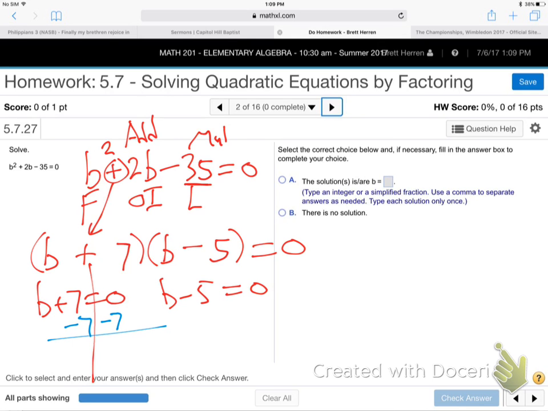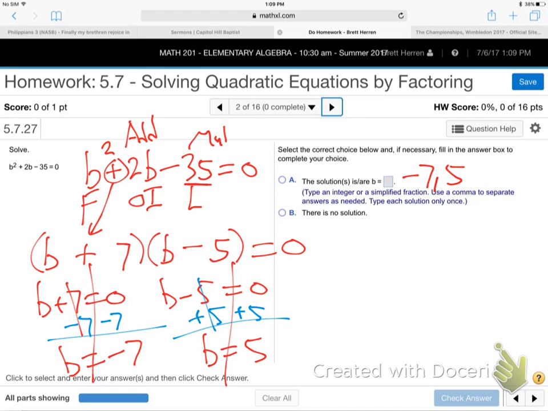We subtract 7 from both. Minus 7. How do we finish the other one? We add 5 to both. And it's 5. So what are our answers? Negative 7 and 5 with a comma. Either order, put the 5 first and the negative 7, whatever.